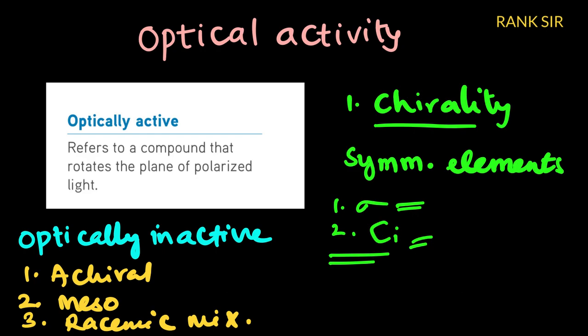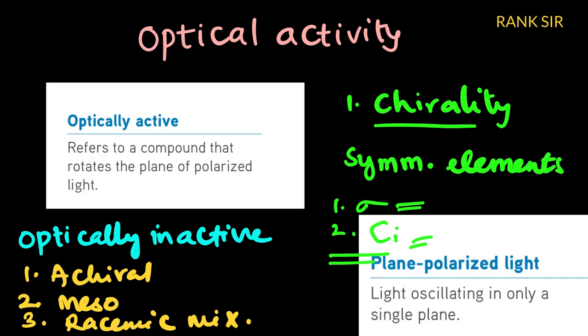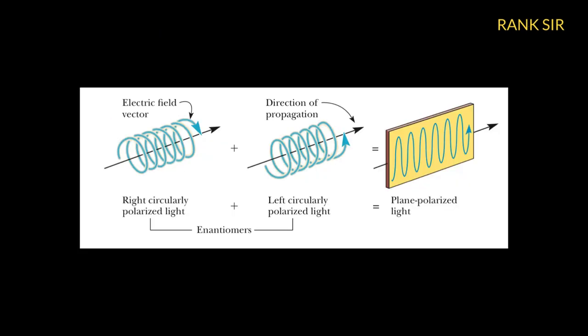Before discussing optical activity, first you should know about plane polarized light. Light oscillating in only one single plane is called plane polarized light. Sunlight, tube light or bulb light propagates and oscillates in all directions. But plane polarized light oscillates in one plane, that is called PPL, plane polarized light.